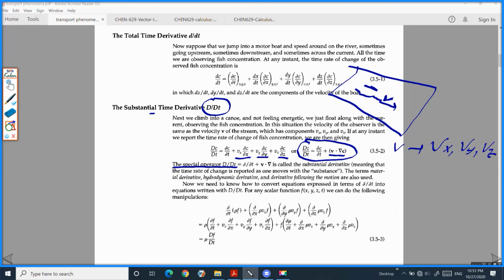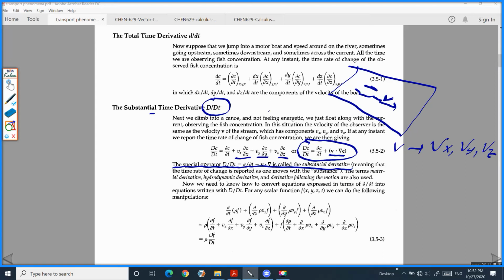The underlined D over Dt is called the substantial derivative, meaning that the time rate of change is reported as one moves with the substance. It is your substance, just the water. The terms material derivative, hydrodynamic derivative, and derivative following the motion are also used.